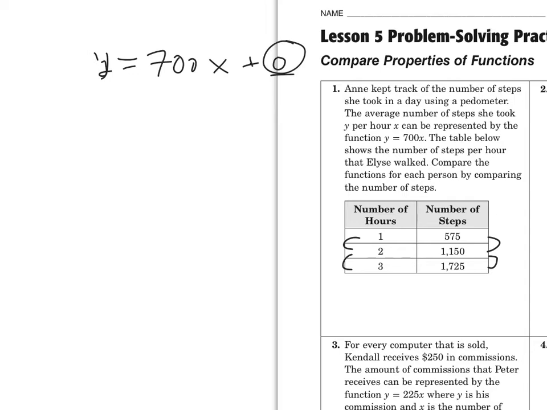So this equation is a direct variation equation. It isn't asking about that, but I want to make sure that I point it out. That's how you can tell.